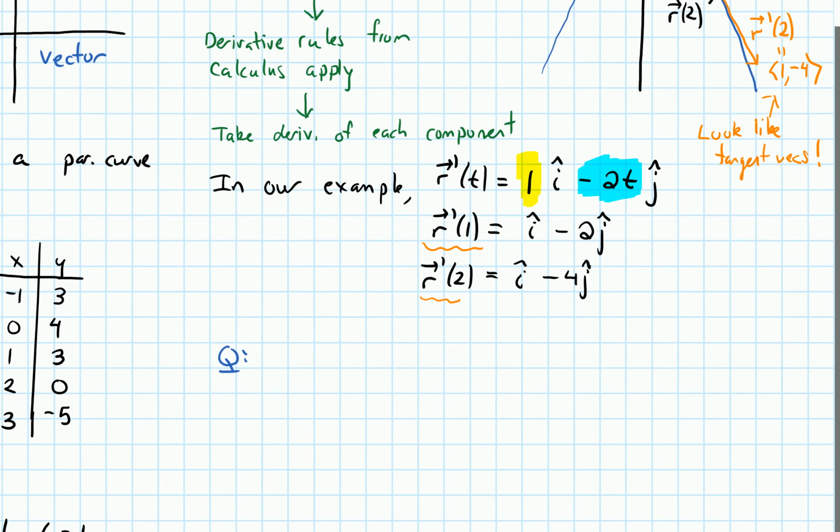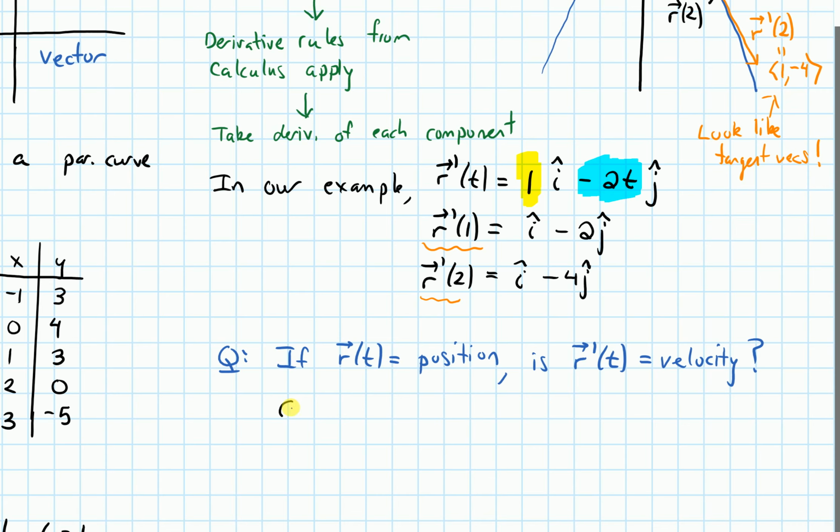So in this setup, if r of t is the position, if it's a position vector function, then is the derivative velocity? Is r prime of t velocity? In the same way that we're used to seeing from calculus, the derivative of position when we talk about scalar functions is velocity. Is the same thing true for vector valued functions like this?